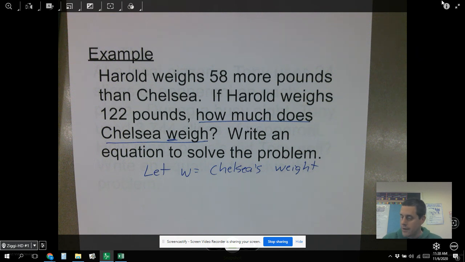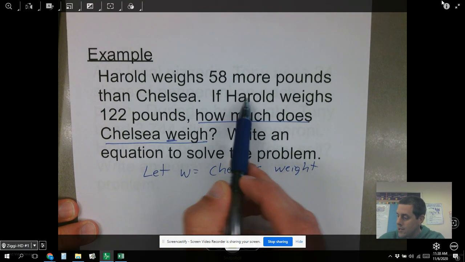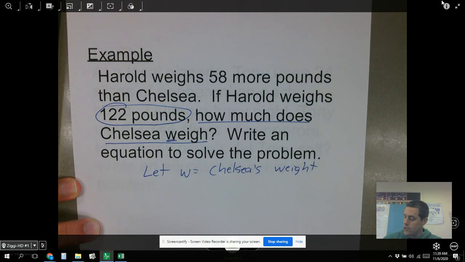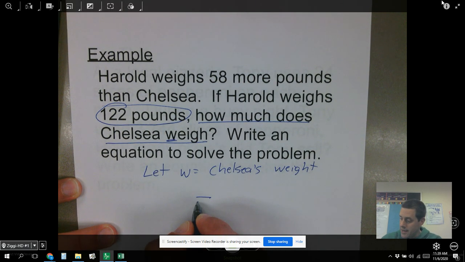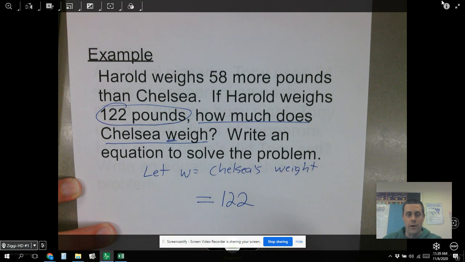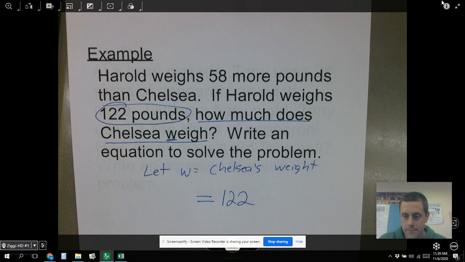Step 2 in our equation, find the outcome, the result, or the value we are comparing to. In this case, we are comparing Chelsea's weight to Harold's weight, which is 122 pounds. So you're going to take your equation, set it up with your equal sign, and our end result is comparing to Harold's weight of 122 pounds.